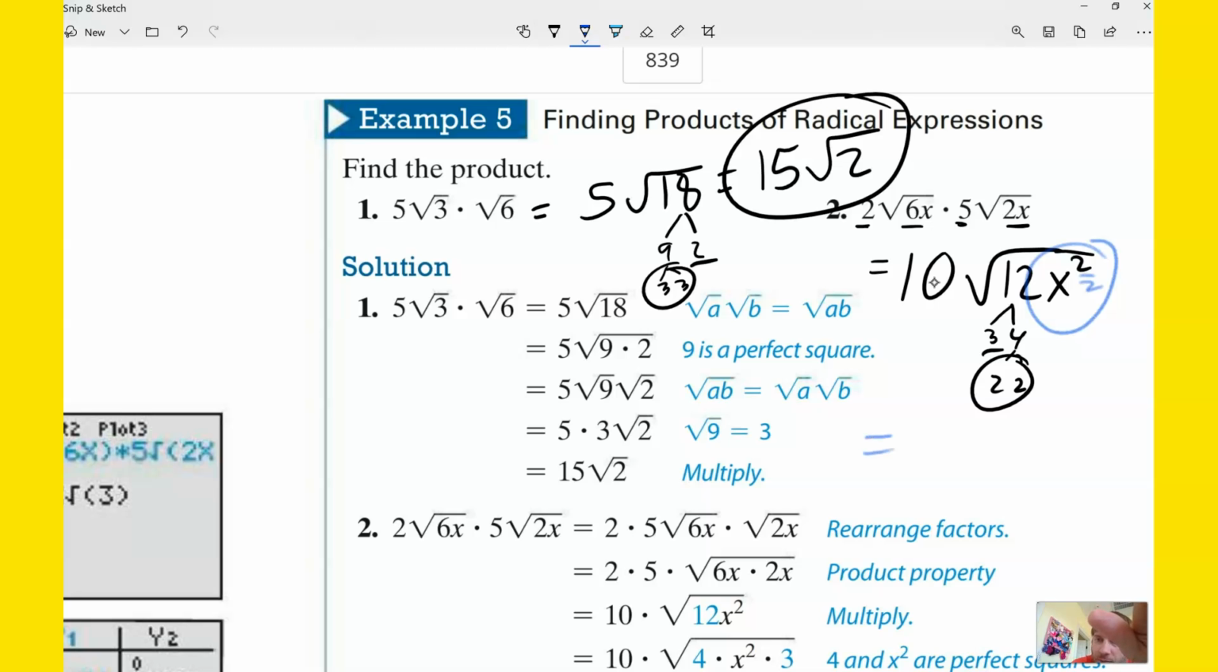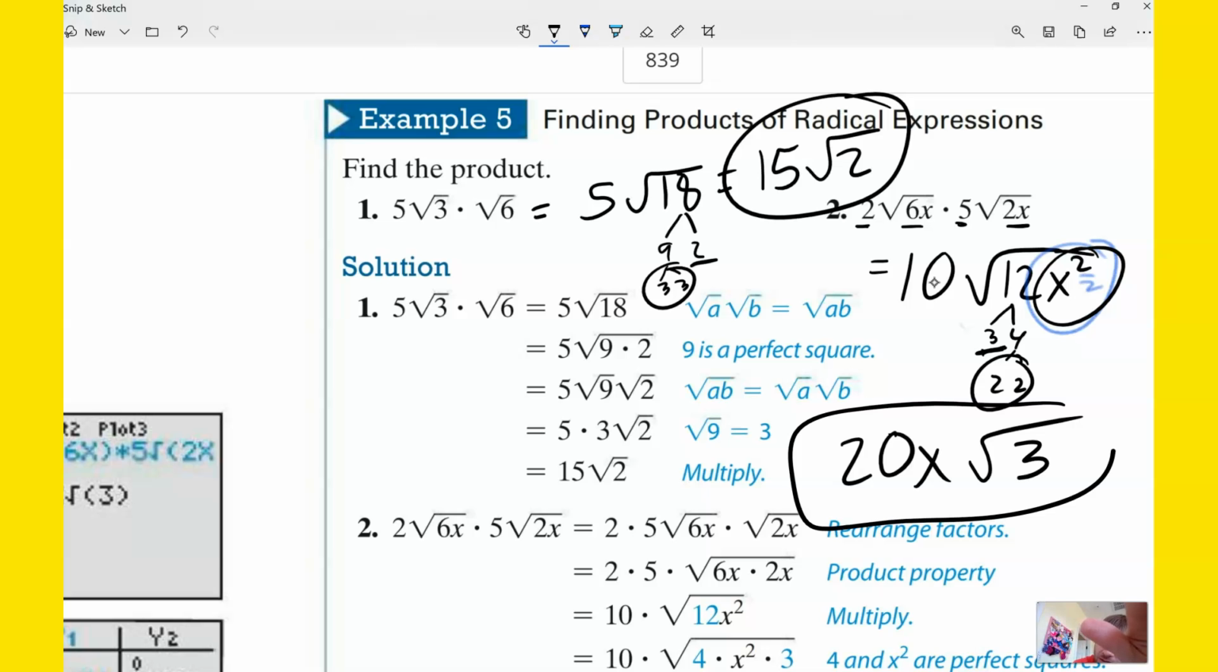So what is this going to become? I've got a 10 out here. I've got an extra 2 coming out there, so that's going to be 20 out there. Write that a little darker. So I've got 20 out there. And then I've got this right here coming out as an x to the first out there. And on the inside of that radical, all I've got left is that 3. So that's my final answer for that one.